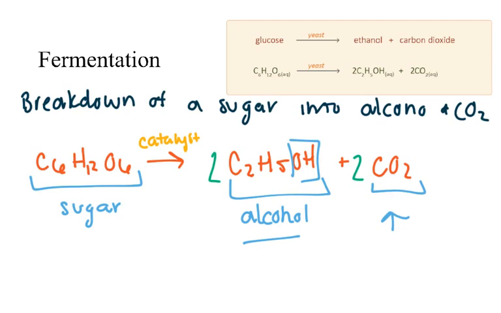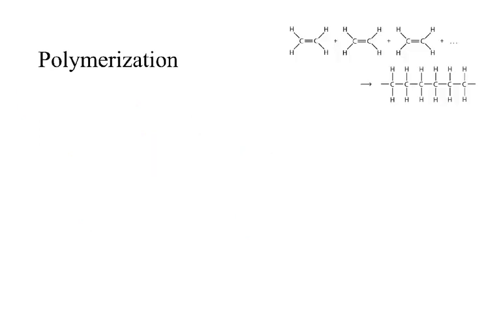All right, one more reaction we're going to talk about. So this is polymerization. So this is how we get polymers. So whether they're synthetic or natural, so plastics or amino acids. So it's the joining of a monomer. So this is an individual hydrocarbon.